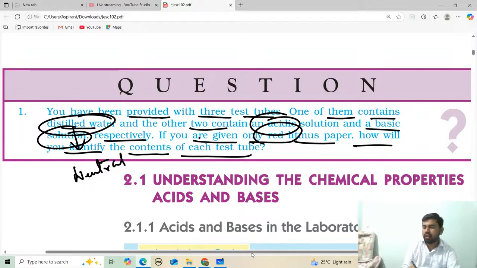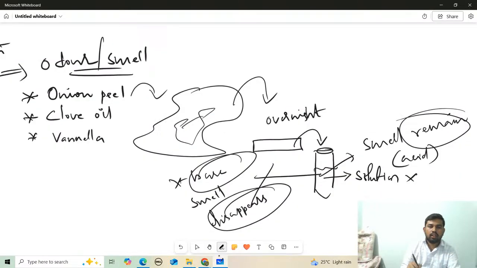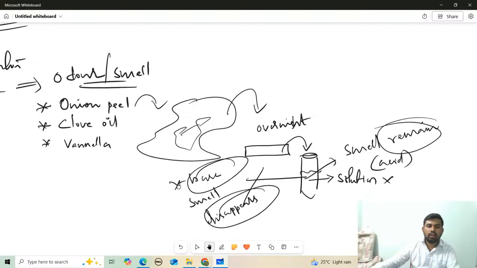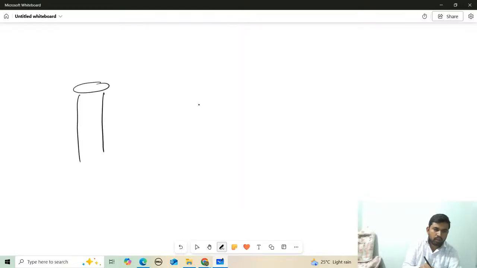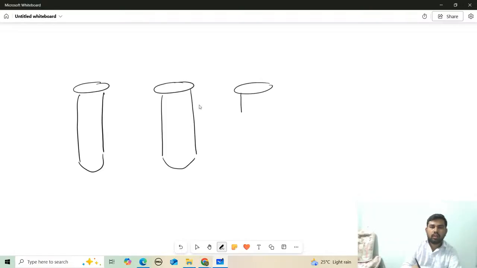I think you got the question. There are three test tubes. Let me write here: this is test tube one, here we have test tube two, and here we have test tube three.